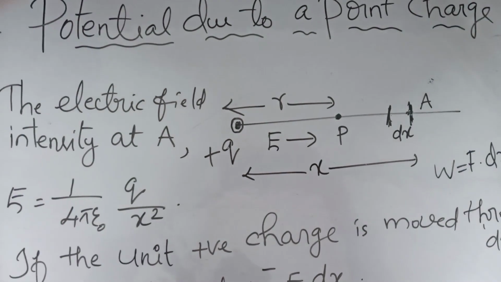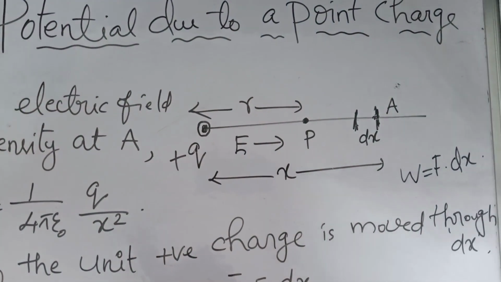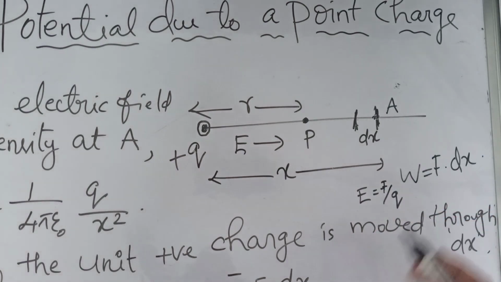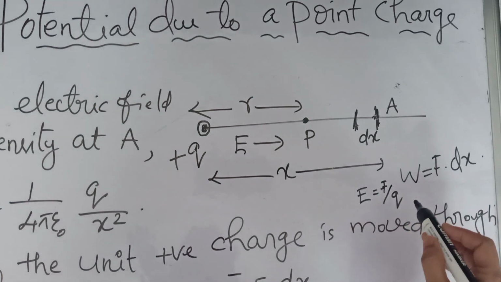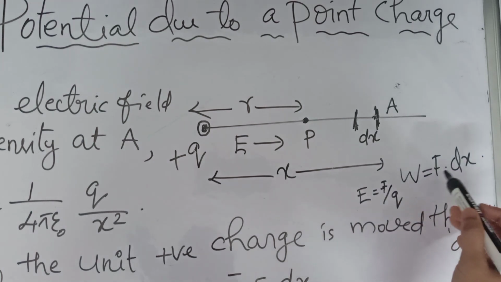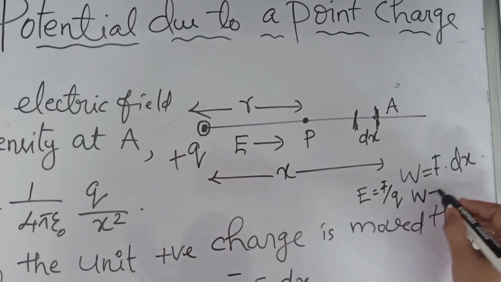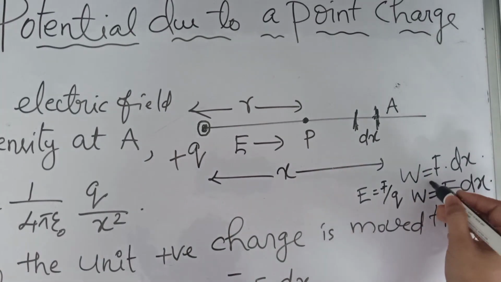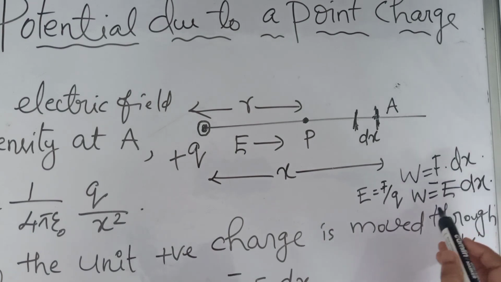And how we can find the force? We have the electric field. E is equal to F by Q, right? That equation we have studied. E is equal to F by Q, and here Q is plus 1 coulomb, right? If Q is equal to plus 1 coulomb, what will be the electric field? Electric field will be equal to the electric force itself, right? So instead of F we can write E. So what will the equation be? W is equal to E dx, and the direction of dx is opposite to electric field, so we can write this as minus. So our work done will be equal to minus E dx. Clear? How we are getting this?